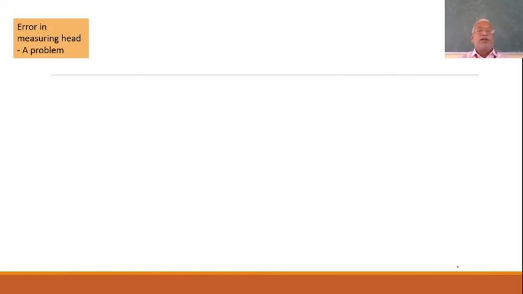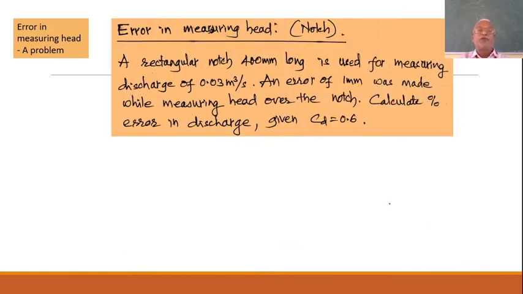Now let us see a problem. Numerical problems will help you in understanding that theory in a much better manner. I feel so. So we'll solve a problem here. A rectangular notch 400 mm long is used for measuring discharge of 0.03 meter cube per second. An error of 1 millimeter was made while measuring the head over the notch. Calculate percentage error in discharge. Error in discharge given CD equal to 0.6.